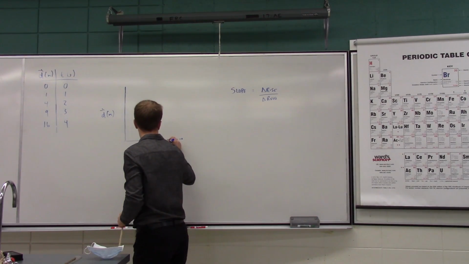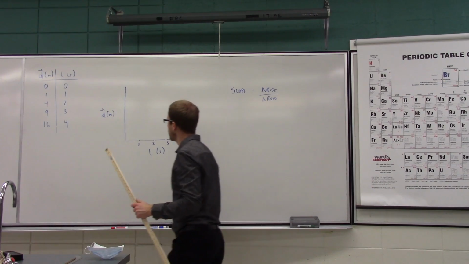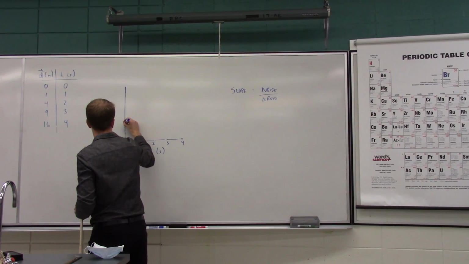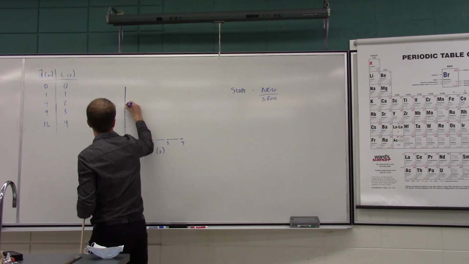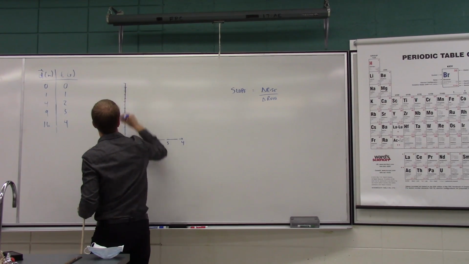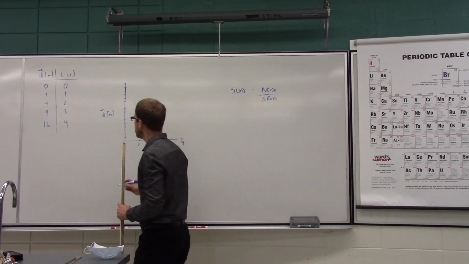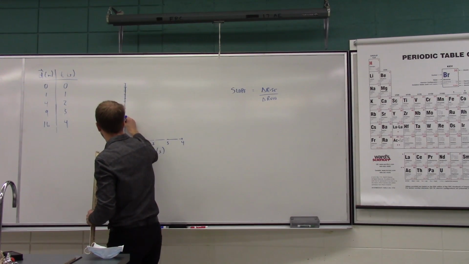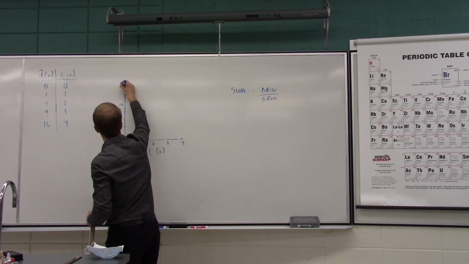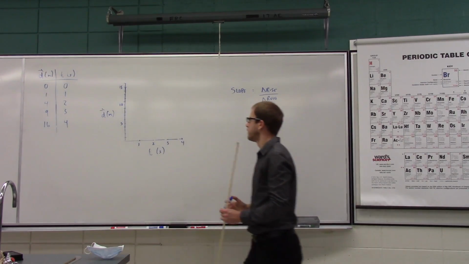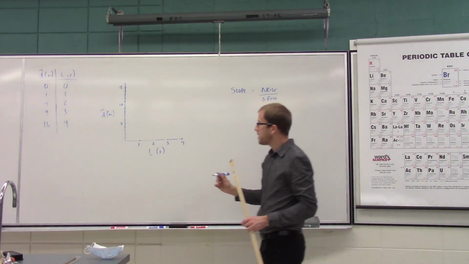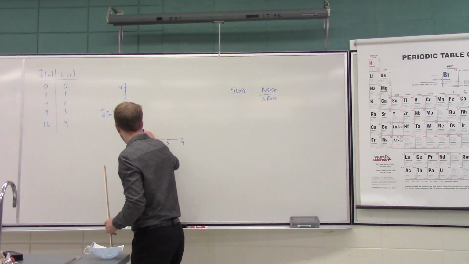That's 1, 2, 3, and 4. And now we have to go all the way up to 16 here. So 1, 2, 3, 4, 5, 6, 10, 11, 13, 14, 15, and 16. So 1, 2, 3, 4, 5, 6, 7, 8, 9, 10. Alright, so our first point is at 1 and 1. So it's way down here.